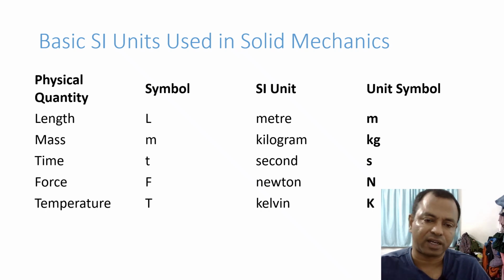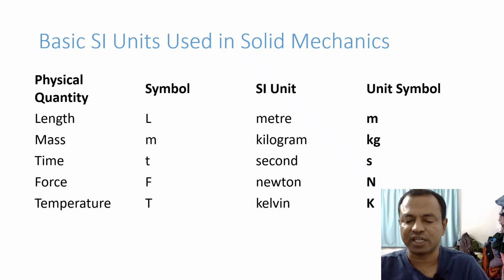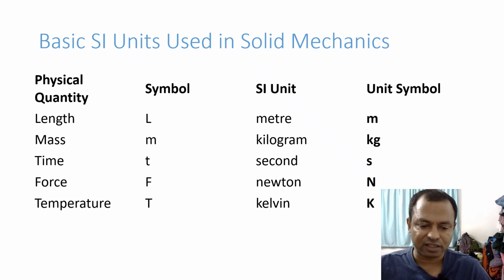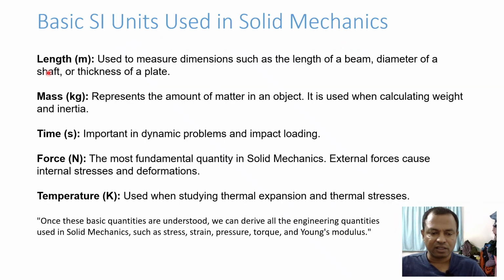First we will see what are the basic SI units used in solid mechanics. When the physical quantity is length, then we know that the SI unit is meter, small m. For mass, kilogram, small k, small g. Time, second. Force, it is in Newton. Temperature, in Kelvin. These are the basic units.